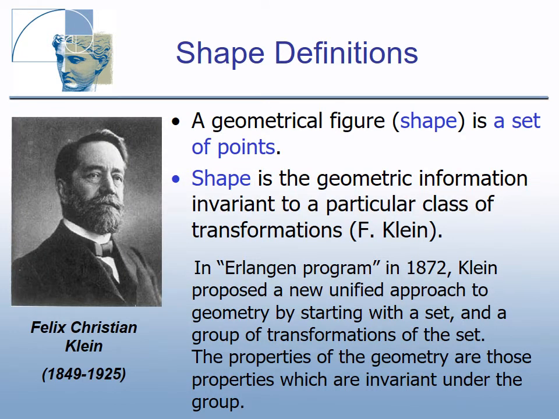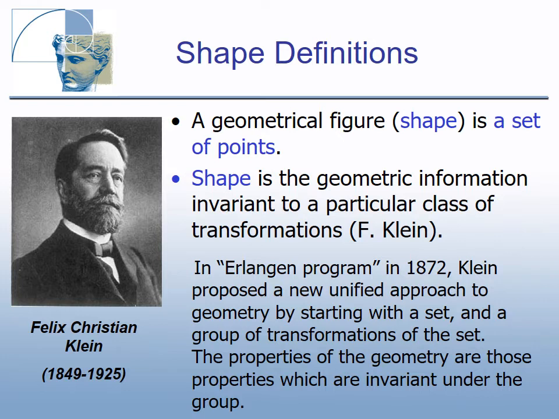German mathematician Felix Klein first of all wanted to answer the question, what is the problem geometry is trying to solve? In his well-known Erlangen program in 1872, Klein proposed a new unified approach to geometry by starting with a set and a group of transformations of the set. He specified the properties of the geometry as those properties which are invariant under a group of transformations.